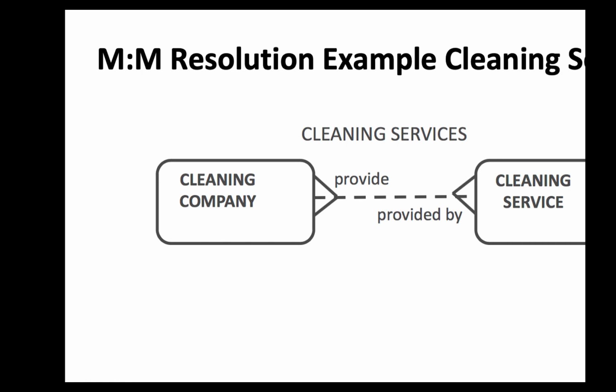So in the previous lecture, we were talking about this resolution of many-to-many relationship, right? So here we have another example in which we have a cleaning company, which would be providing some sort of cleaning services. Obviously, those cleaning services would be many, right? Like at NUIG, you can see there would be many cleaning services, right? But obviously those cleaning services could be provided by many cleaning companies, right?